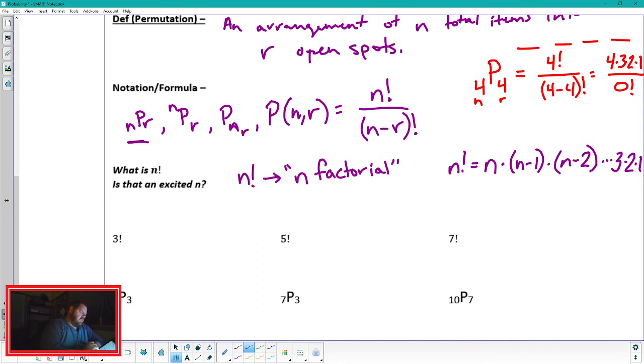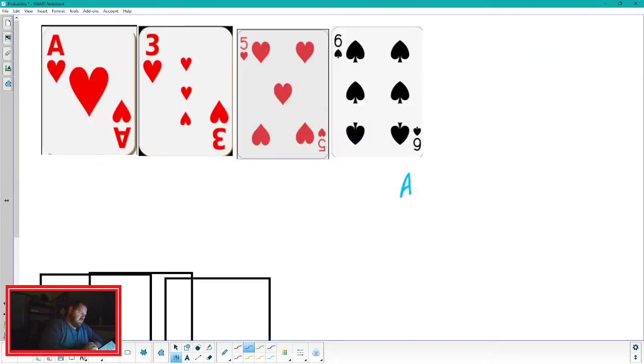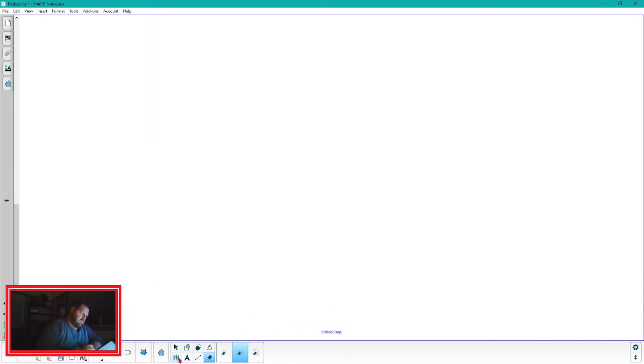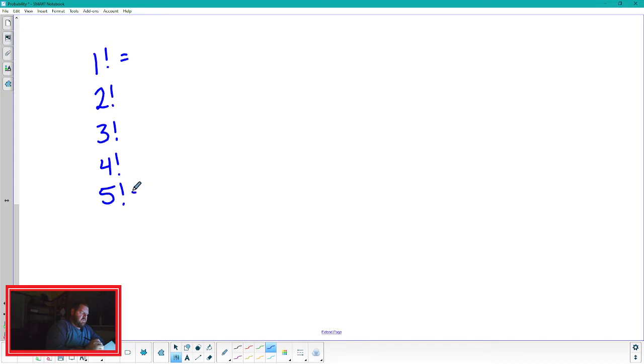But let me throw something else out there. Let's do some calculations with factorials, just for a minute. Let me find some open space here. Let's look at some different factorials, which we're going to end up doing some of the problems that we have assigned to us, but that's okay. I think that's good practice. Let's go to 5 factorial. Let's figure all these out.